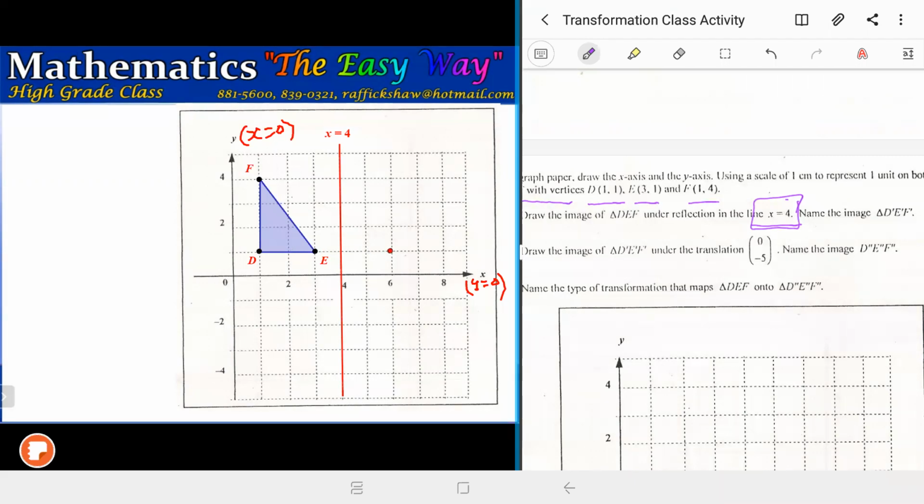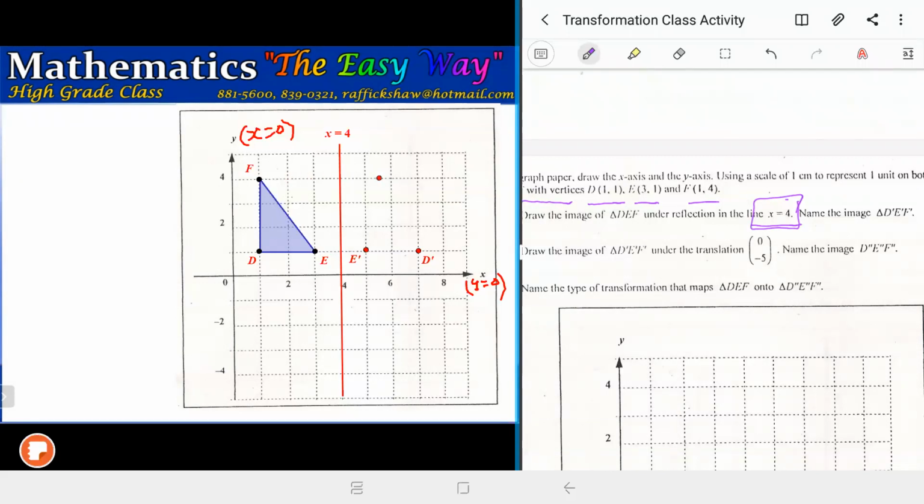First point is D. But understand that D is 3 units to the mirror line. It's gonna go 3 units on the other side. That's D prime. E is 1 unit to the mirror line. It's gonna go 1 unit on the other side of the mirror line. See there, E. That's it. And then F is 1, 2, 3 units to the mirror line. It's gonna go 3 units on the other side of the mirror line.